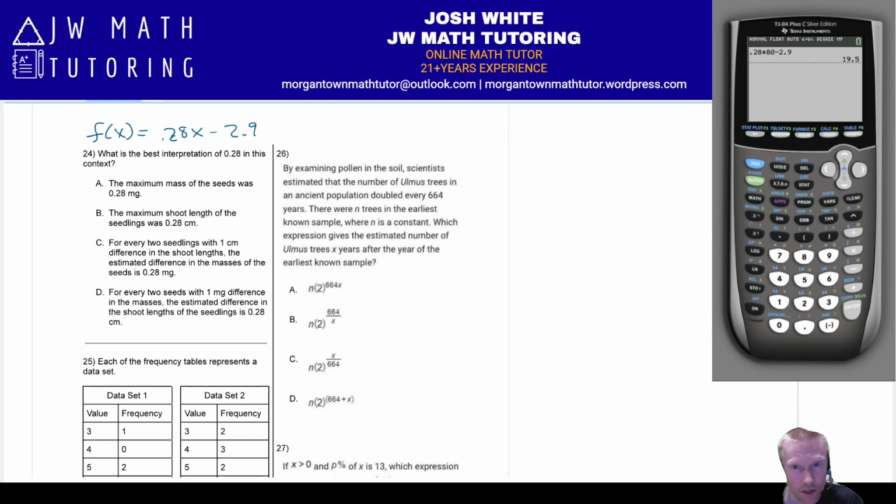So if we look at some of these answers, like the first one, maximum mass of seeds, no, slope is not related to the maximum value of the function. Same thing in B, maximum shoot length, no. Now C and D look pretty similar, except one is talking about a 1 centimeter difference in shoot length and a 0.28 difference in mass, and D is the opposite: a 1 milligram difference in mass, and the difference in shoot length will be 0.28.